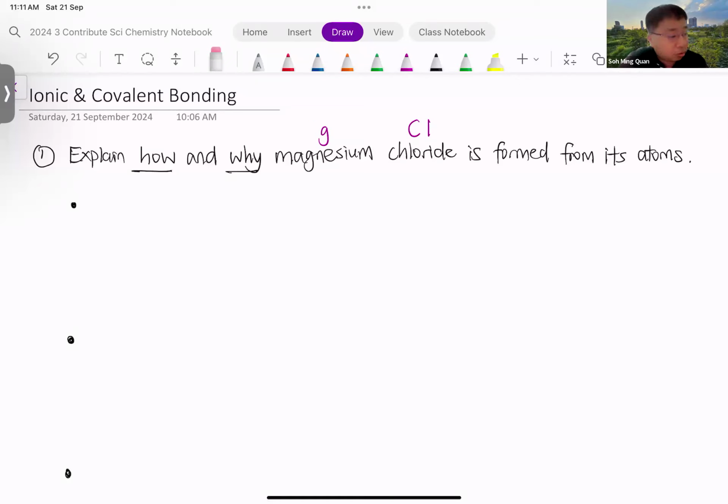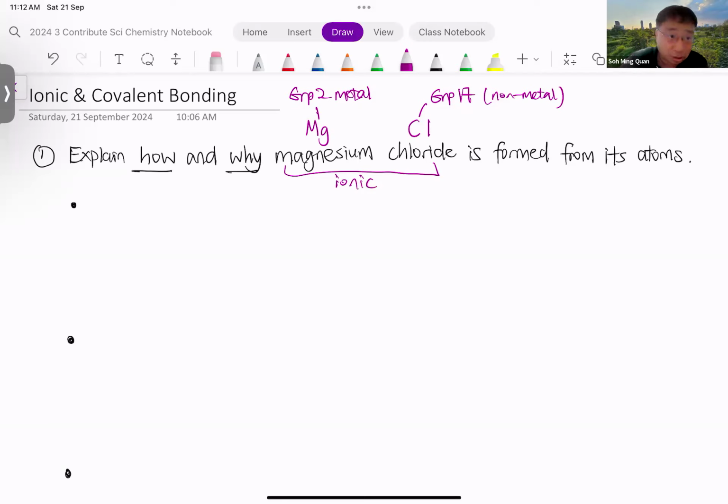Magnesium is a metal. It's in group 2, and group 2 elements are all metals. On the other hand, chlorine is group 17, so it's a non-metal. This is a classic combination of a metal and non-metal. Therefore, this must be an ionic compound. Metal plus non-metal forms an ionic compound, and we will see why in a very short while. From the periodic table alone, you should be able to deduce that it's a metal plus non-metal.